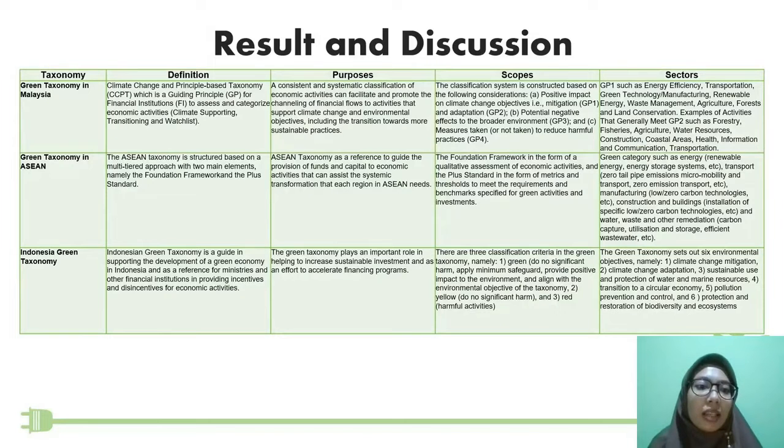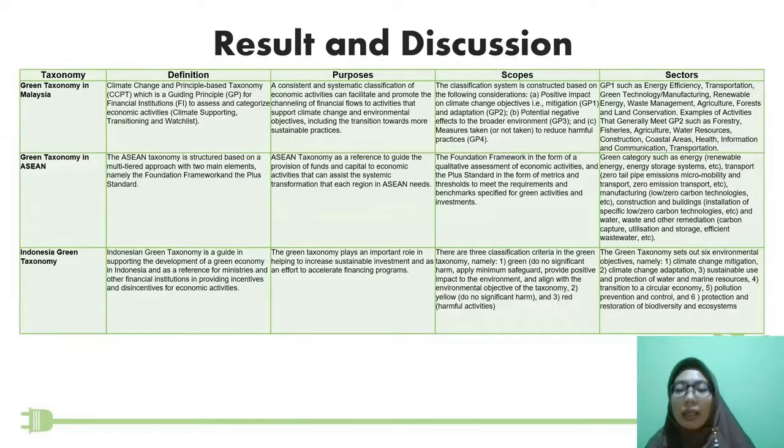And the last one is Indonesia Green Taxonomy. Indonesia Green Taxonomy is a guide in supporting the development of green economy in Indonesia and as a reference for ministries and other financial institutions in providing incentives and disincentives for economic activities. And the purpose of Green Taxonomy has an important role in helping to increase sustainable investment and as an effort to accelerate financing programs. There are three classification criteria in the Green Taxonomy, namely green, yellow, and red.